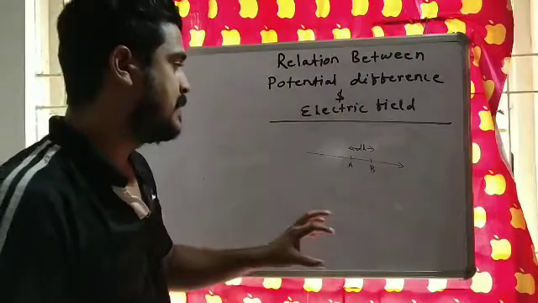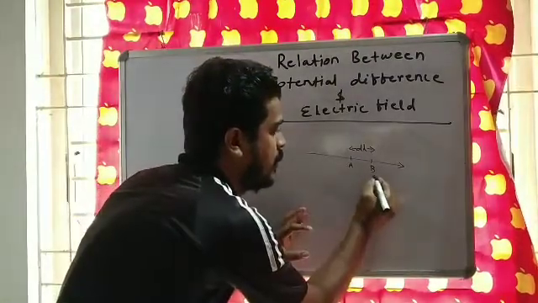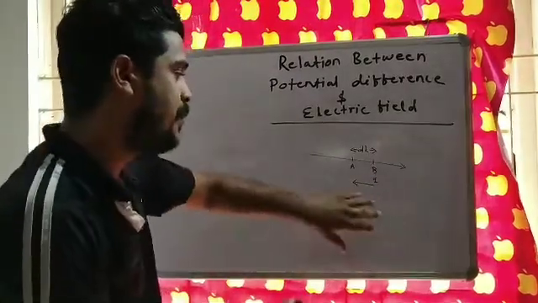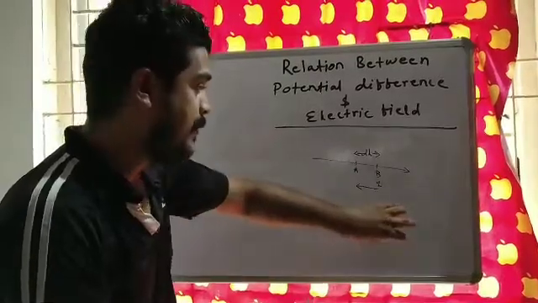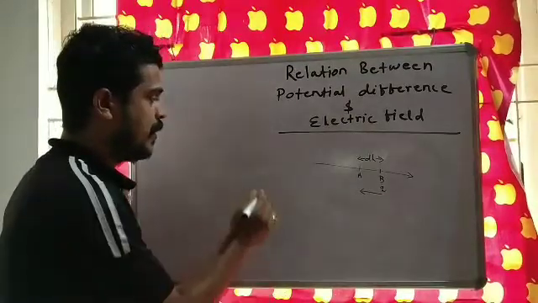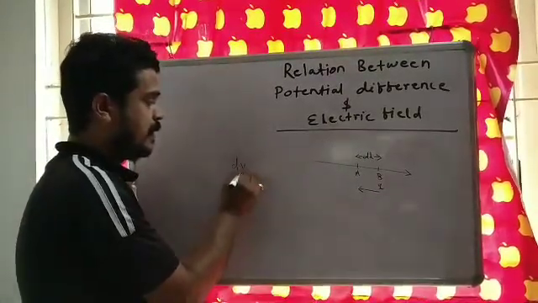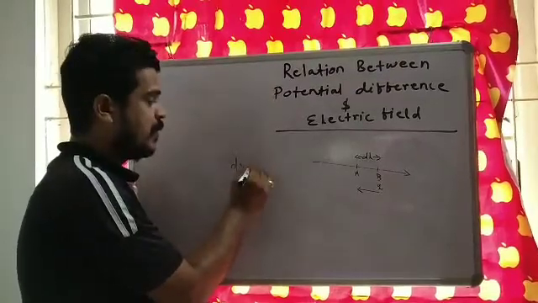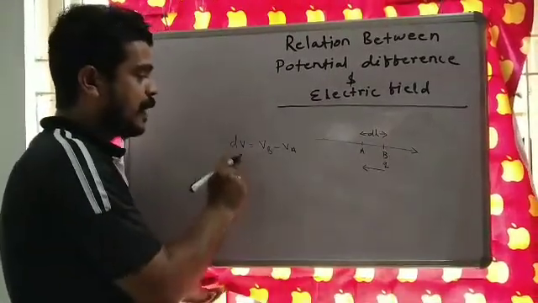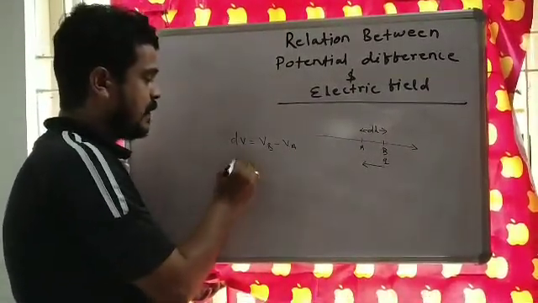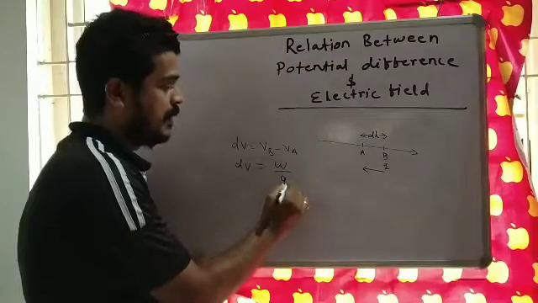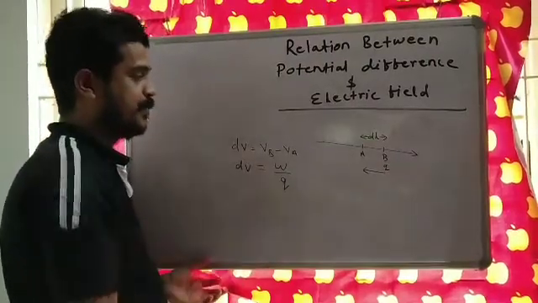My concern is to carry a charge Q from B to A. If I carry a charge from B to A, then from the definition you can write the potential difference dV as the potential of B minus the potential of A. I need to calculate this potential difference, which is nothing but the work done in bringing the charge, W upon Q.